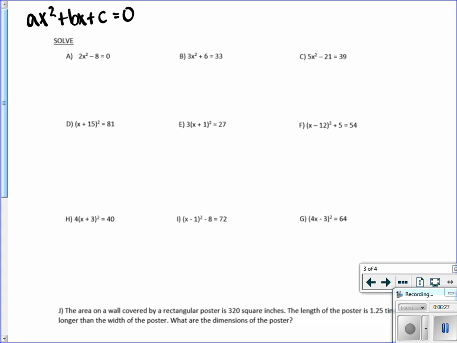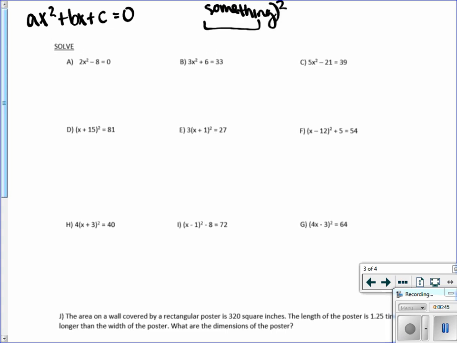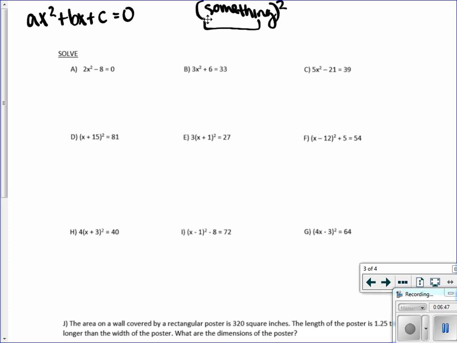So today is day 1. We're going to solve by taking the square root. How to solve by taking the square root? You have to have on one side of your equation something squared, whether it's an x or whatever it is, something squared. And then the other side just has to be a number. If we can get that, then we can solve by doing square roots.